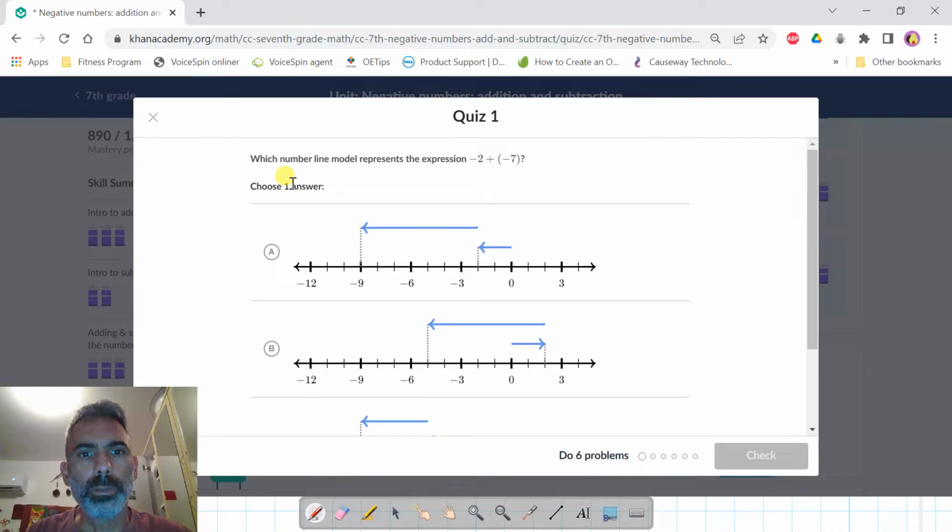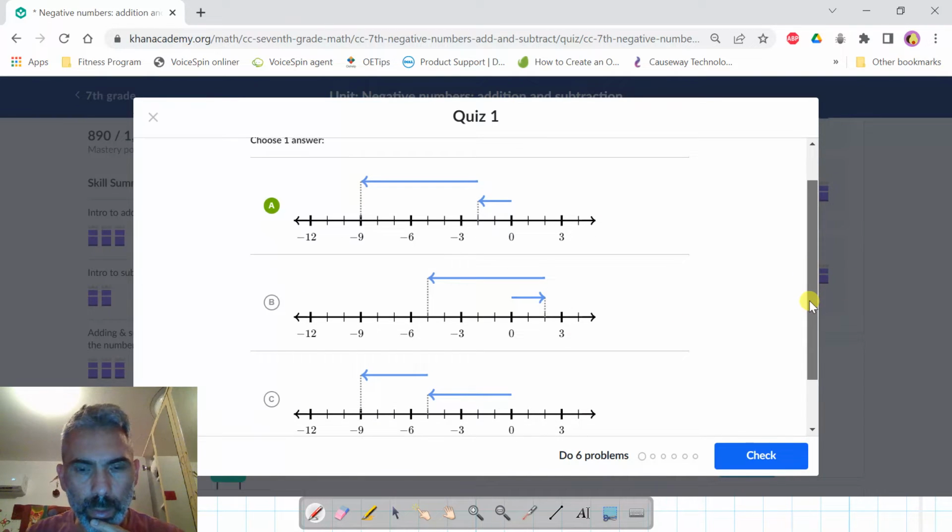Which number line model represents the expression -2 plus -7? So we begin with -2 and we add another -7, so A looks right.